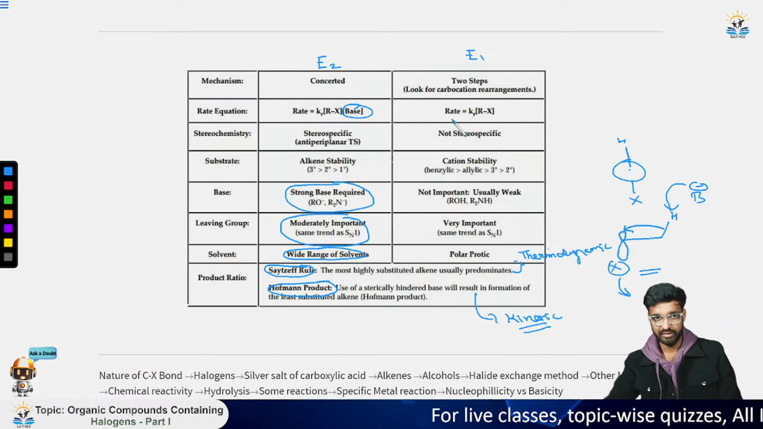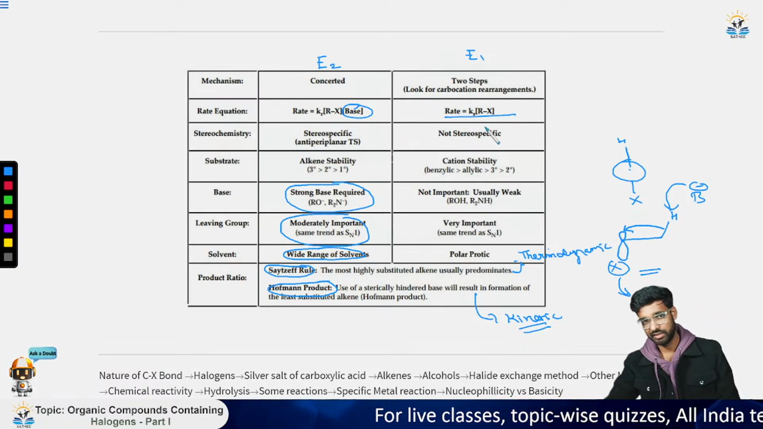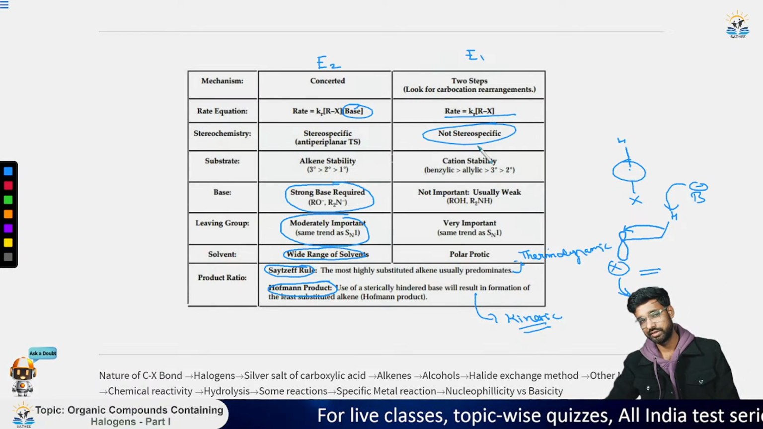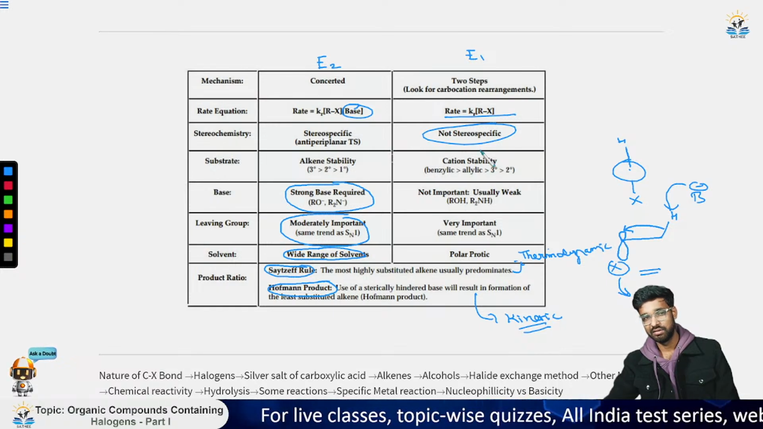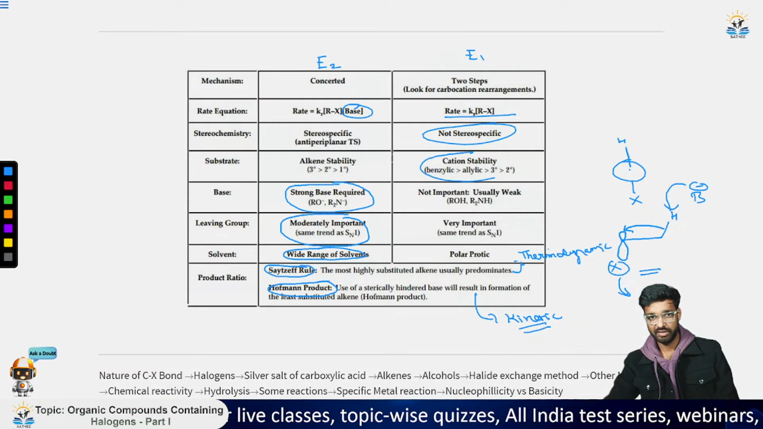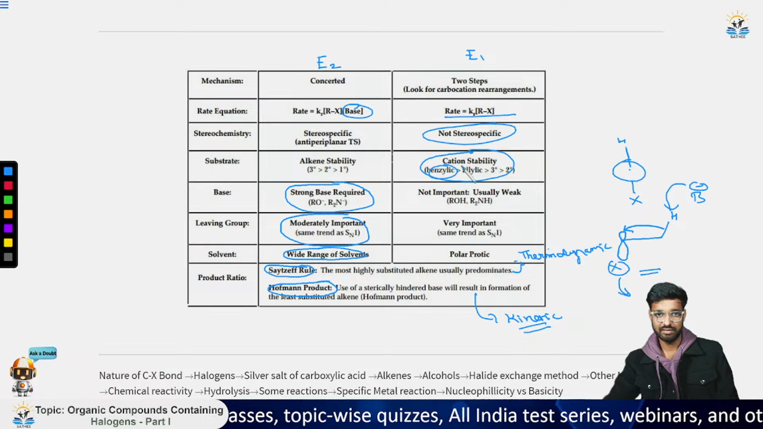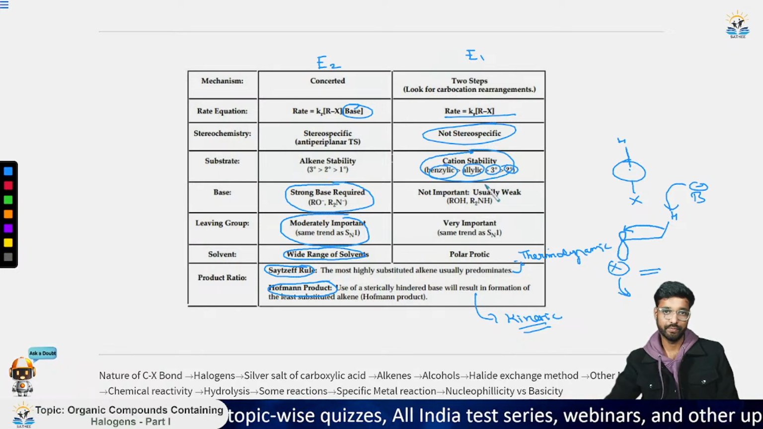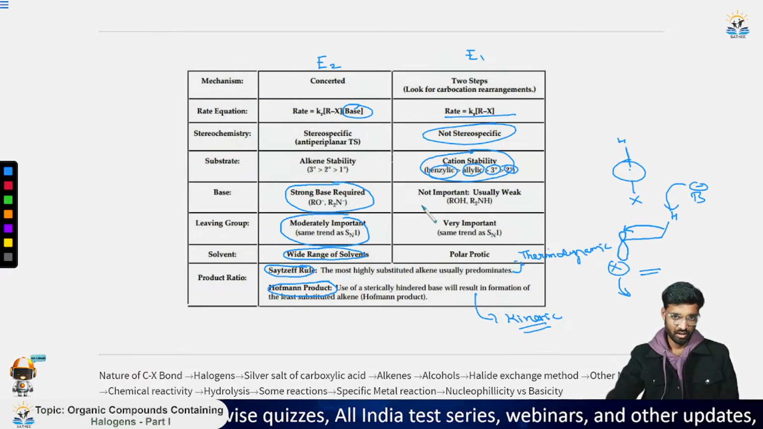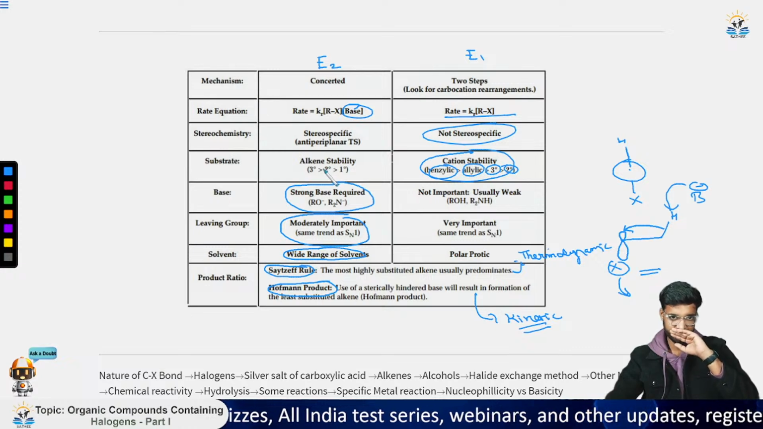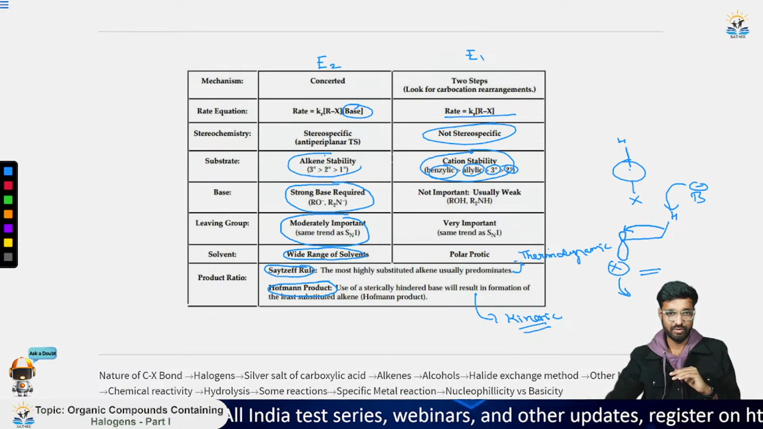Now coming to E1, it all depends upon the halogen, and it is not stereospecific, so it can abstract a proton from anywhere. Cationic stability should be there, so benzylic, then allylic, then 3 degree and 2 degree. This is the same for the substrate of E2 also. This is a common point to remember.